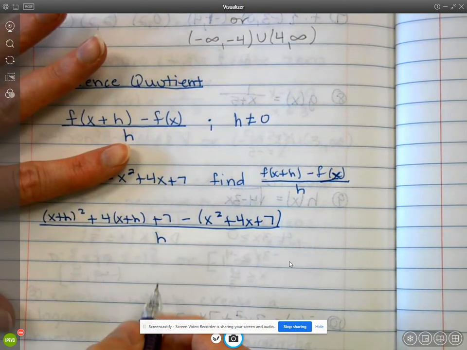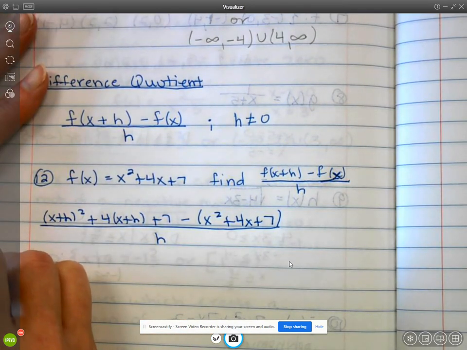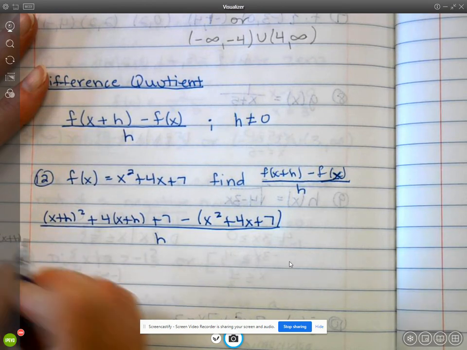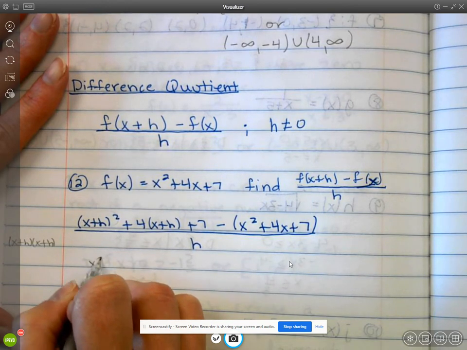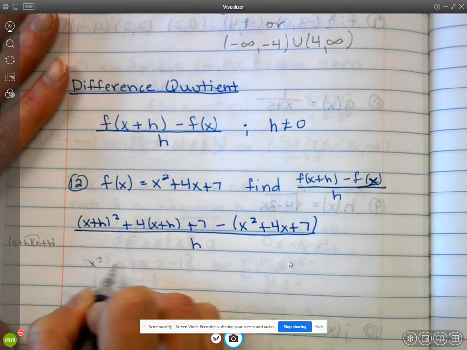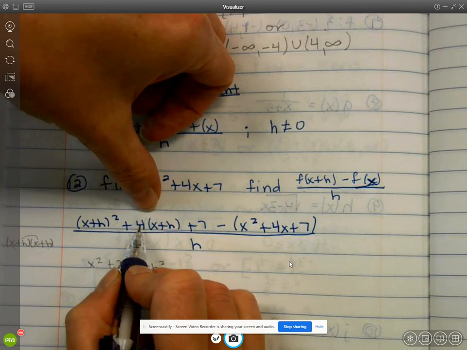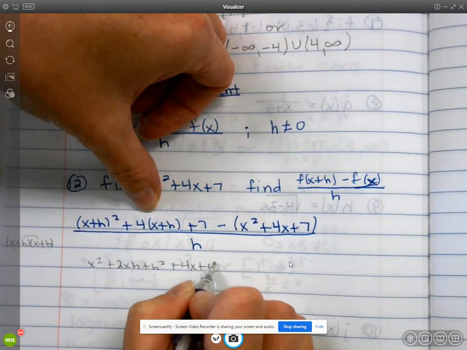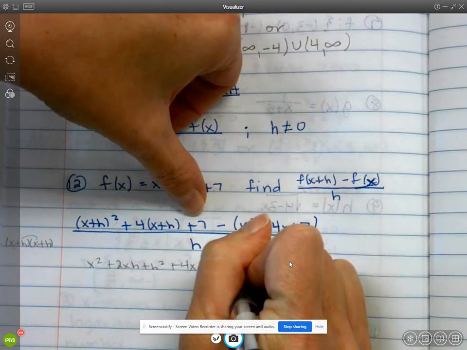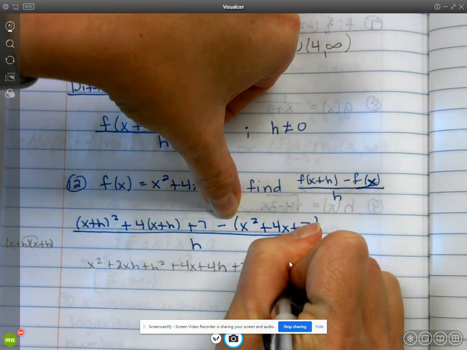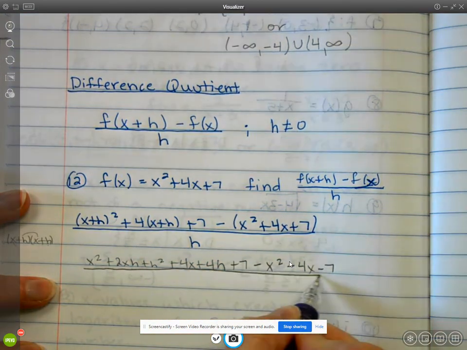I can erase. All right, so how about do (x plus h) squared? Remember, we're going to write that down twice. And distribute. So that would give me x squared, going to get x times h twice, so 2 of those. And then h times h, so h squared. Then we do 4 times x and 4 times h. Then we have our plus 7. Distribute this negative, so that's minus x squared minus 4x minus 7. And that's all over h.